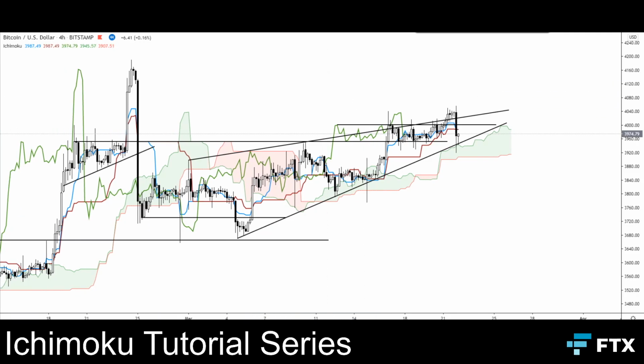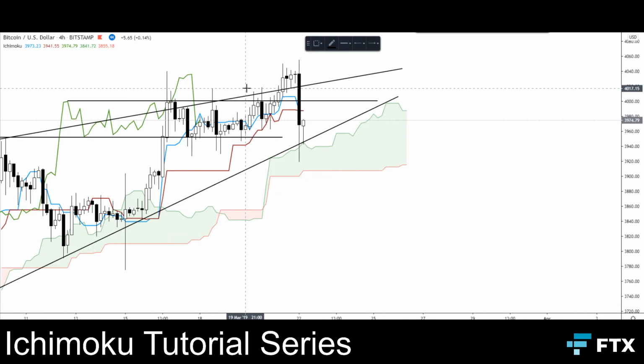This very well could have stopped out a lot of Ichimoku traders, okay? Because it did hit up, right? But this was flat. This wasn't really trending up as this happened.